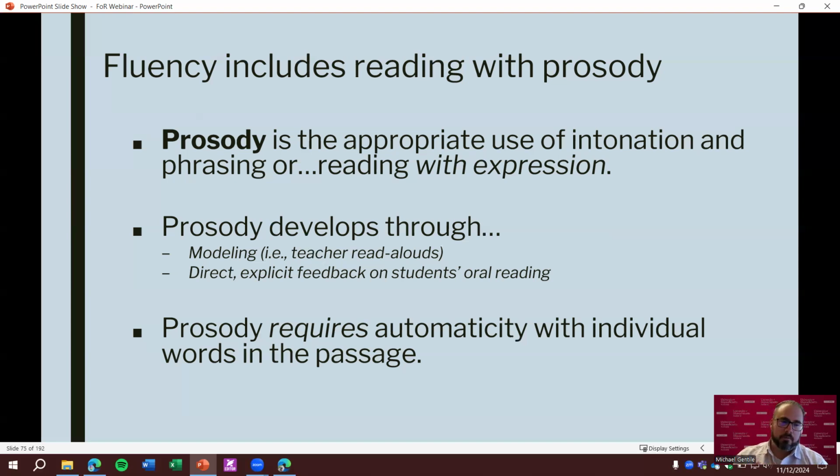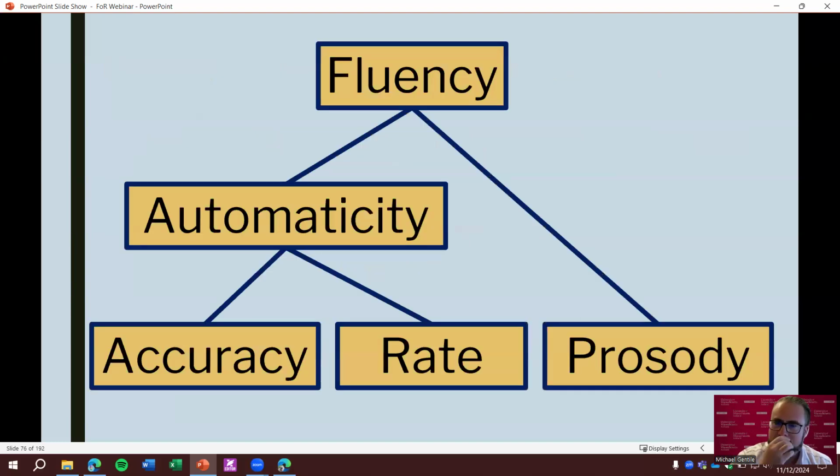To get prosody, though, you're going to need automaticity, right? So if you're going to get fluency together, to have the brain power to spend on thinking about phrasing and intonation, you're going to need to have the words be automatic, right? So let's look at a diagram. This is kind of helpful, I think, to break it all down and look at the vocab, right?